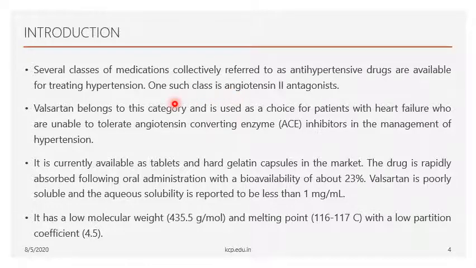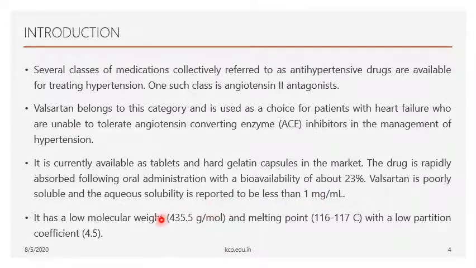Valsartan is the drug of choice for patients who do not tolerate angiotensin converting enzyme inhibitor drugs. So this drug is only prescribed for the patients who do not tolerate the ACE inhibitor. Valsartan is available in the market as tablets and hard gelatin capsules. It is well absorbed orally, but its bioavailability is only 23%. Valsartan is also a poorly soluble drug, reported as only 1 mg per ml soluble.